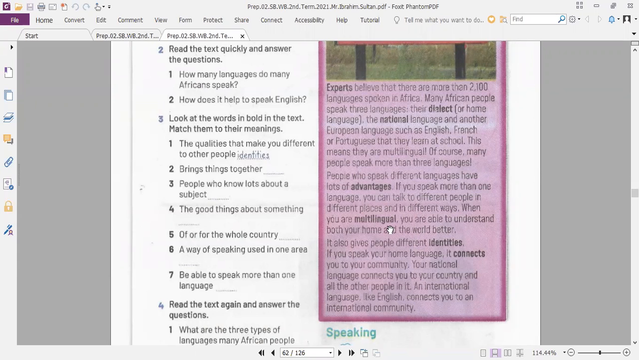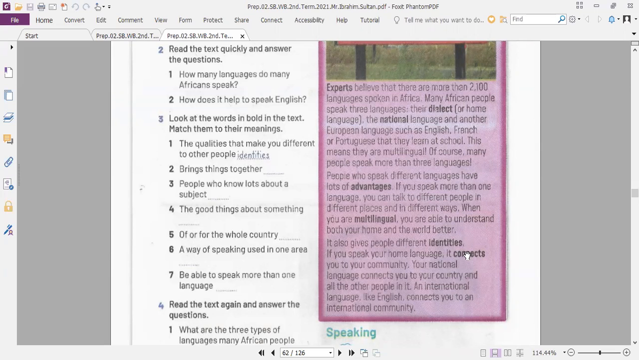And multilingual means, can you tell me? Able to speak more than 2 languages. Okay. What do I mean by identities? Identities are the things that make you different from other people. And connects means to join 2 things or places together.